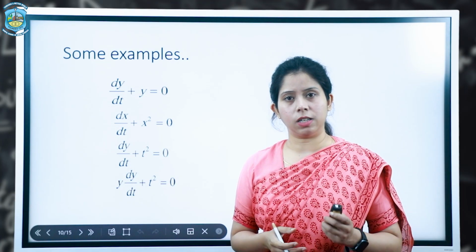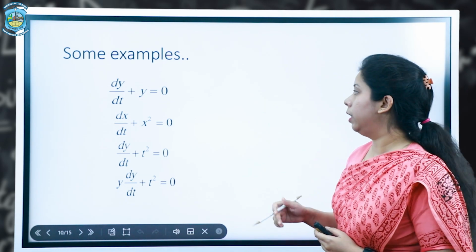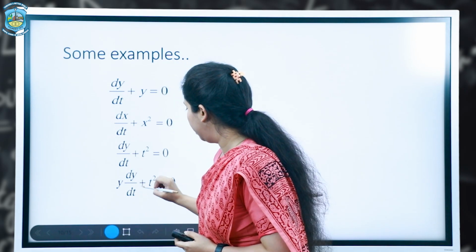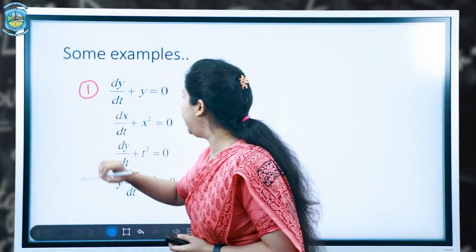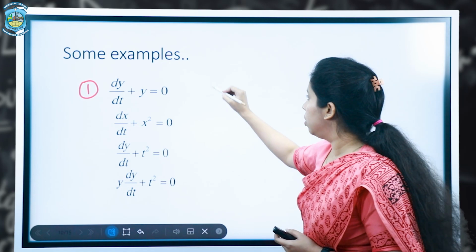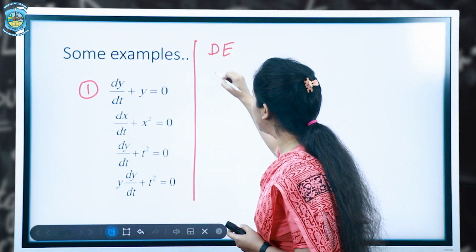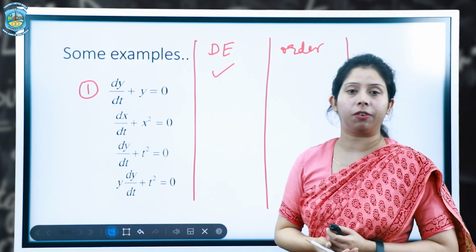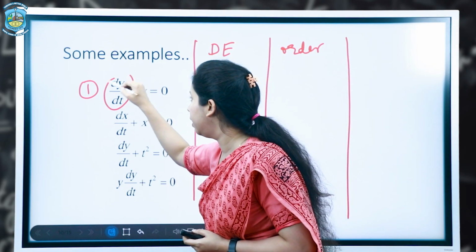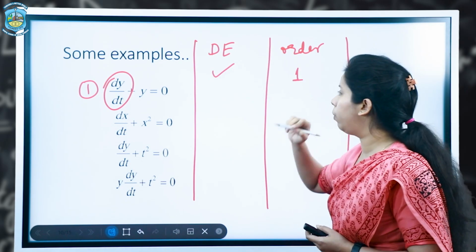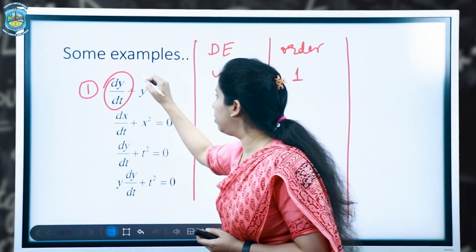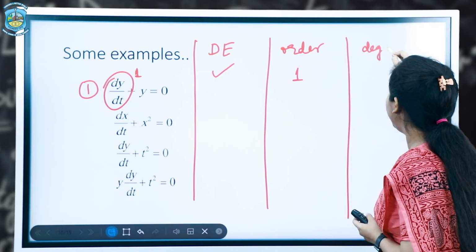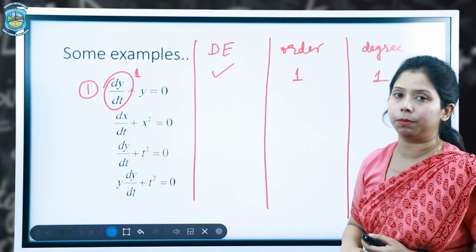So now let us discuss a few more examples of differential equations. Talking about the first one, we have dy by dt plus y is equal to 0. So yes, this is a differential equation, and the derivative that is appearing in this differential equation is dy by dt. So the order of this differential equation will be 1, and the power of this derivative is 1. Therefore, the degree of the differential equation will be 1.